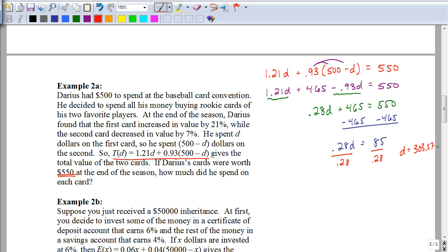Now again, we want to make sure that we always answer the story problem. Let's look back to see what it asks us. It says, how much did he spend on each card? I only have one answer right now. So that answer gives me the value of how much he spent on the first card. To figure out how much he spent on the second card, I would take what he had originally, the 500, minus what he spent on the first card. And when I do that, it gives me how much he spent on the second card, which was $196.43.